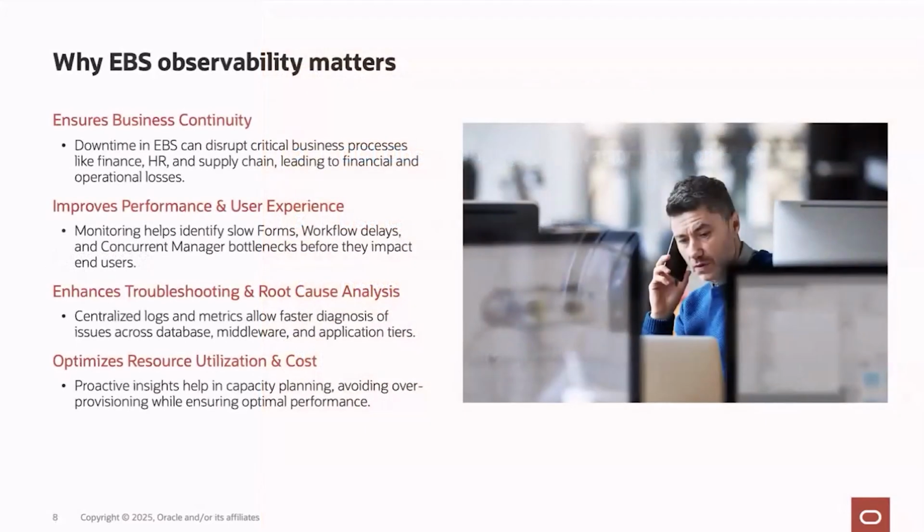So starting with why EBS observability matters. First of all, it ensures business continuity. So ensuring that there's no downtime or disruption in critical business processes like finance, HR, supply chain. It also improves the performance and user experience in EBS. So it helps identify slow forms, workflow delays, any concurrent manager bottlenecks before they start impacting end users.